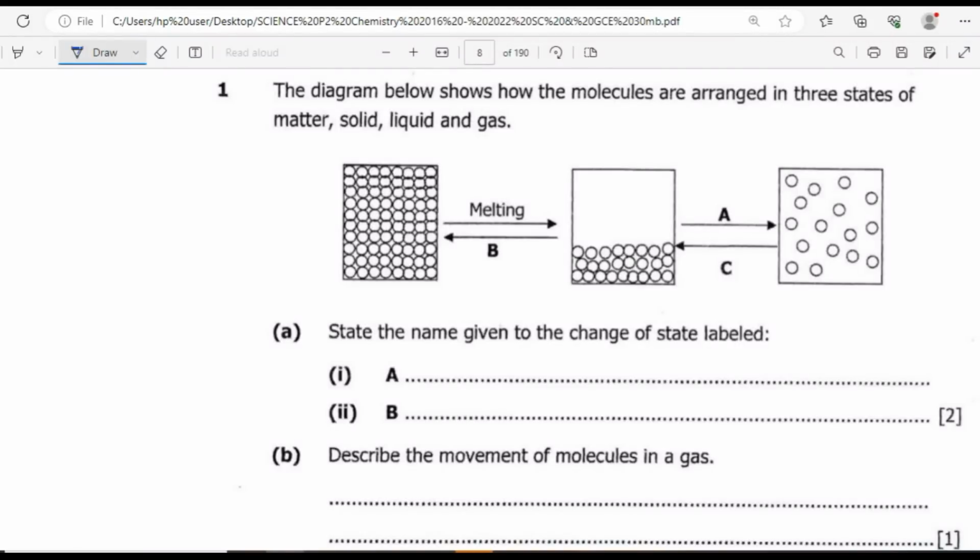Welcome friends. In this video we are going to look at random questions from science paper 2, where we are going to look at questions that cover grade 10 work. So let's look at the first question here.